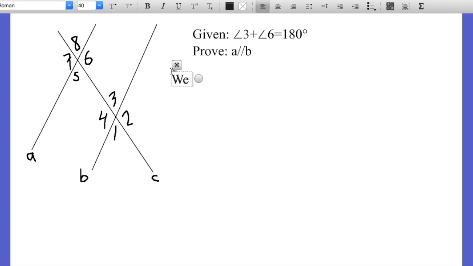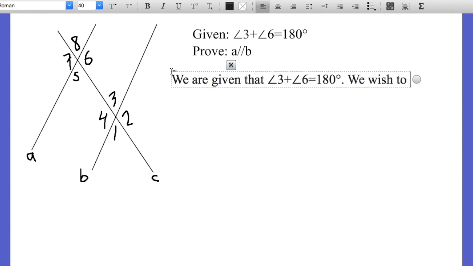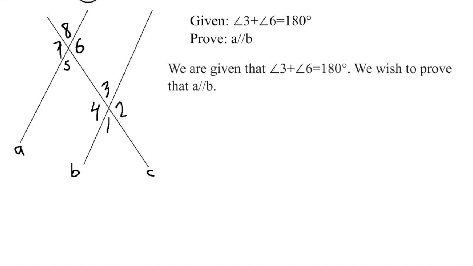So we are given that angle 3 plus angle 6 equals 180. We wish to prove that A is parallel to B. It's kind of hard to show that these two angles are supplementary, but let me mark them with different stripes here. That angle has one stripe and this angle has two stripes. What I know is that these two together make 180. And it's that latter number, 180, that's going to be important for the first portion.